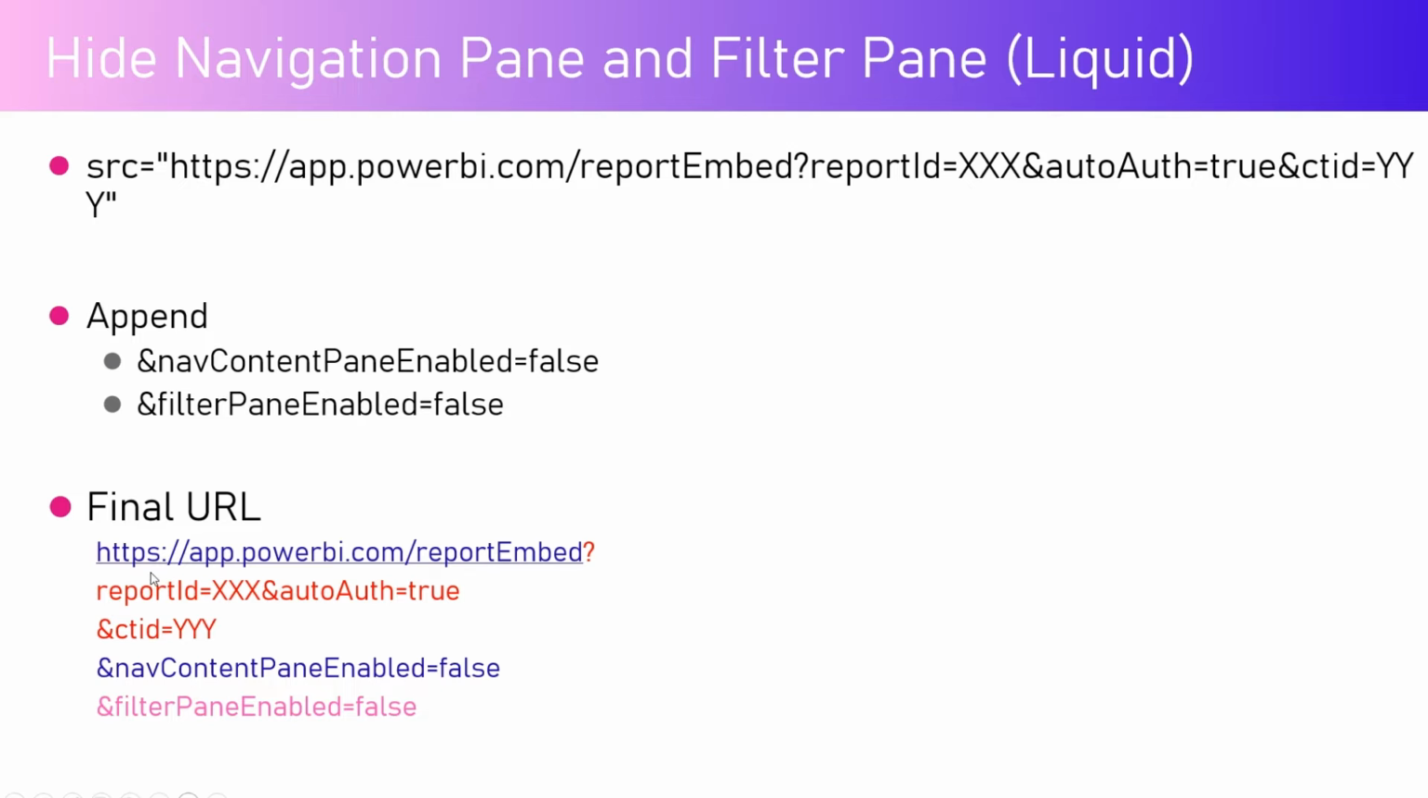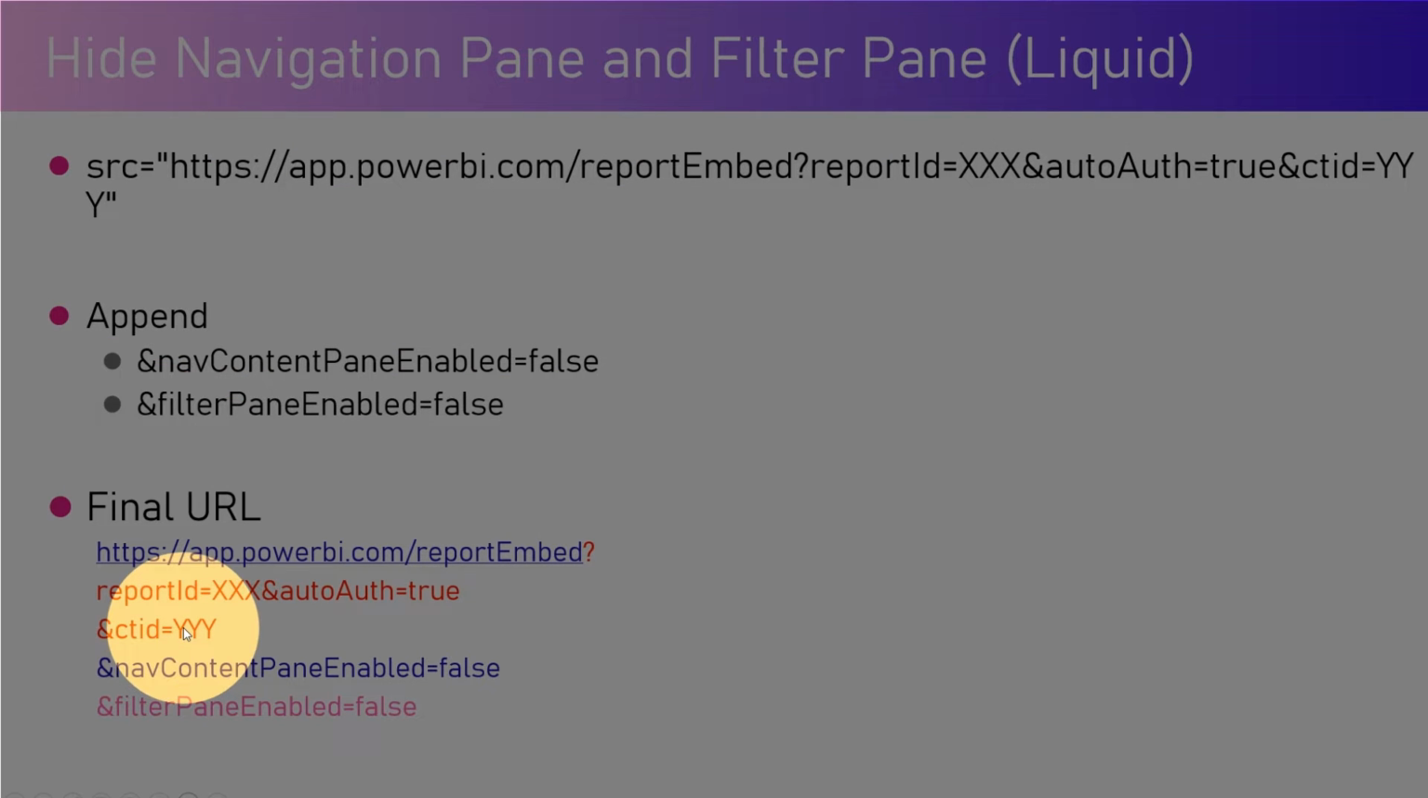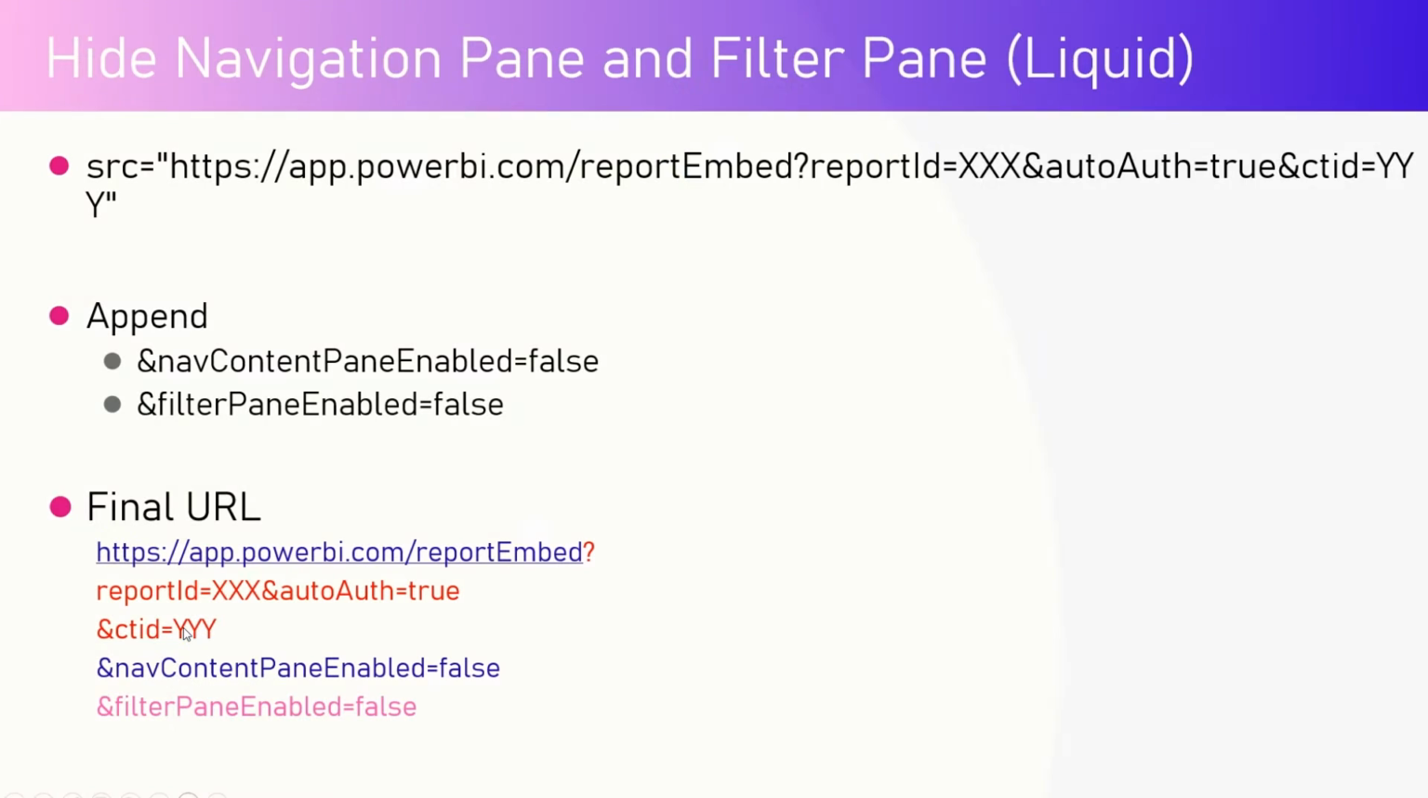And then eventually the final URL will look something like this. If you fill in the XXX and YYY with dynamic content, then you will be able to hide the navigation pane and filter pane. So there are three approaches. This is the third one, using an iframe. The first one I showed you was about reports, and the second one was about dashboards. So let's see this in action.